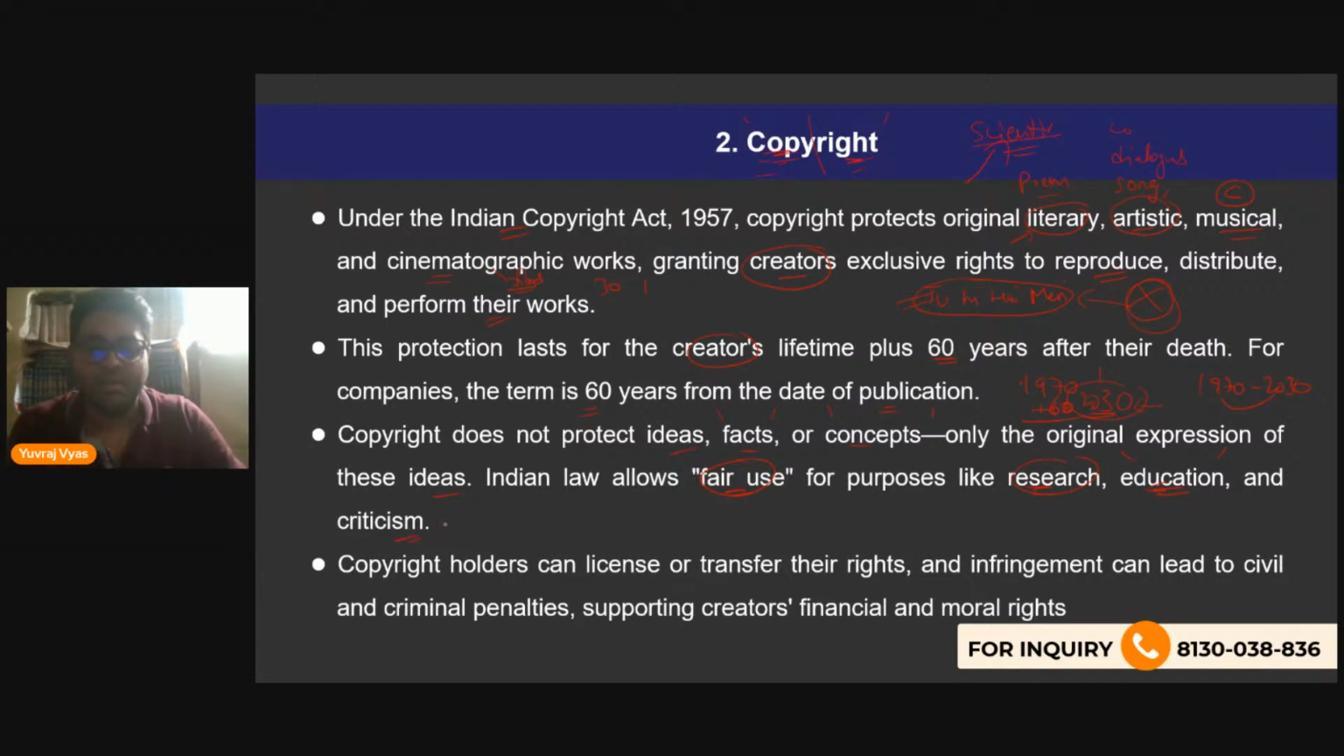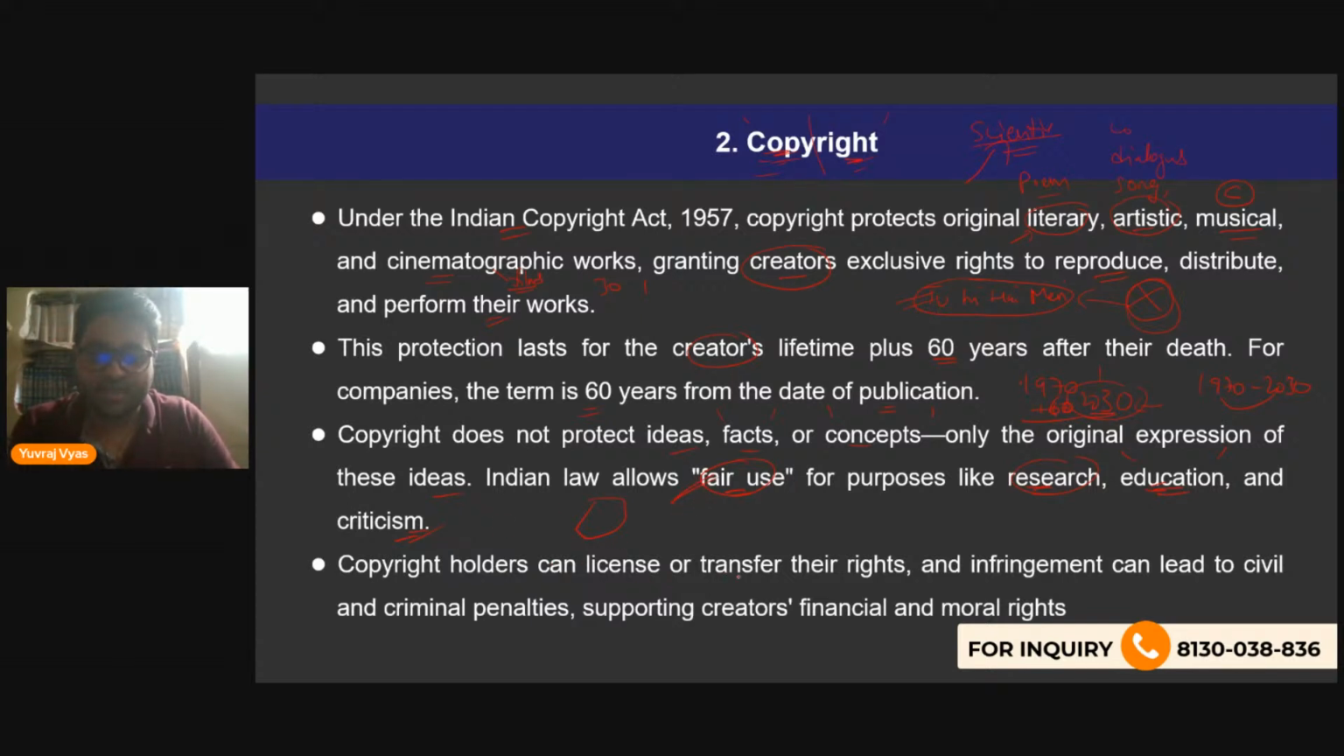And criticism. Now you must have seen that whenever a movie is released, there is a review. For the review, the person has to see the movie. So if you see the movie and you are reviewing it, it won't come under copyright infringement. Why? Because this is for criticism. So these are some exceptions which come under the umbrella term fair use.